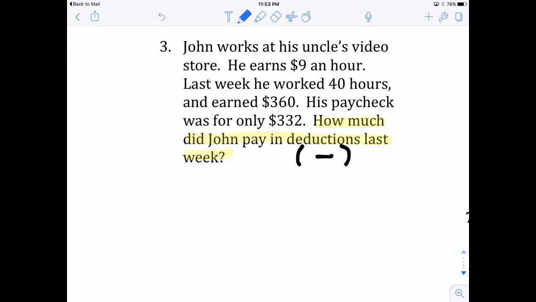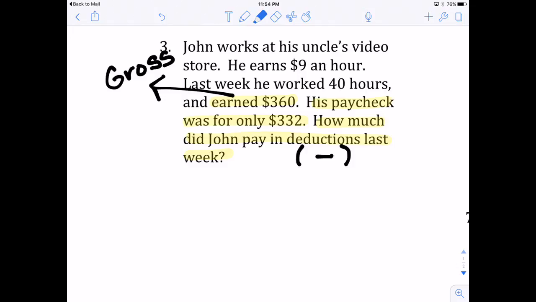John works at his uncle's video store. He earns $9 an hour. Last week he worked 40 hours and earned $360. This $360, since it's what he earned, is his gross pay. However, his paycheck was for only $332.